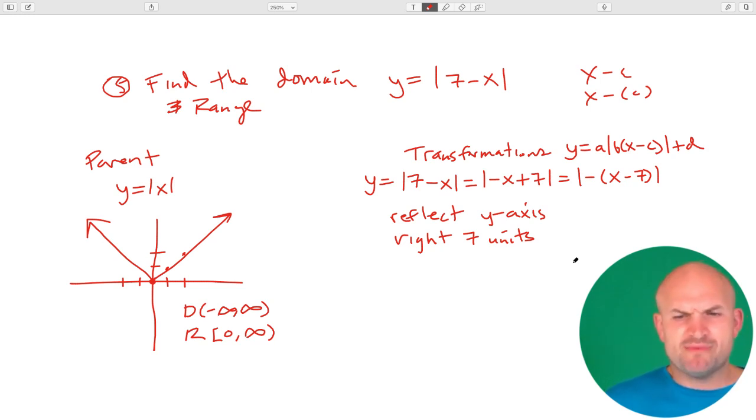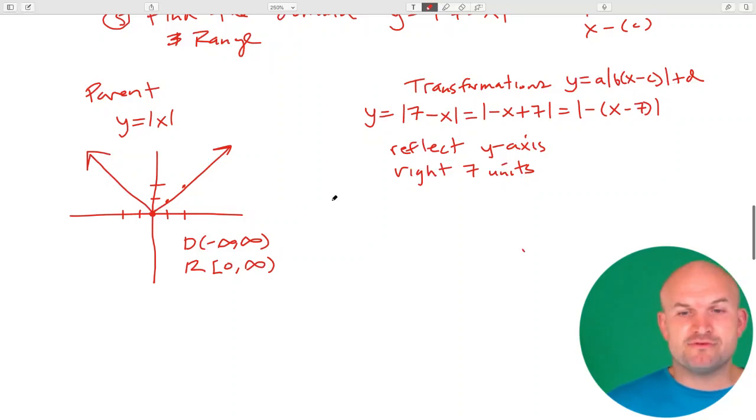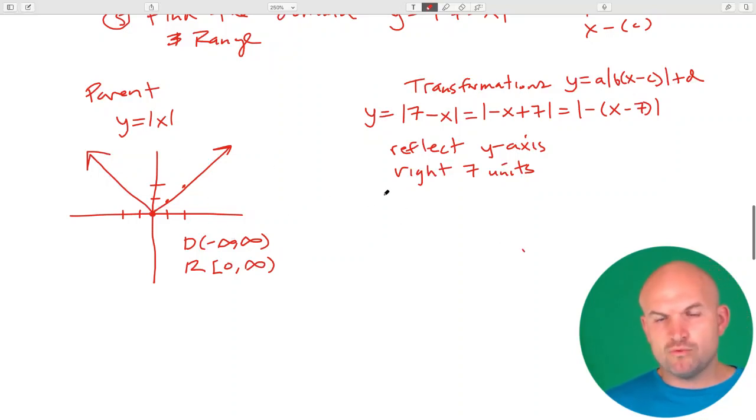What was I trying to do? Oh, domain range. All right. So now to understand the domain range. Well, the cool thing about this graph is the domain's all real numbers. So it doesn't matter what transformation I'm going to do, the domain is always going to be all real numbers. So that's a cool thing.